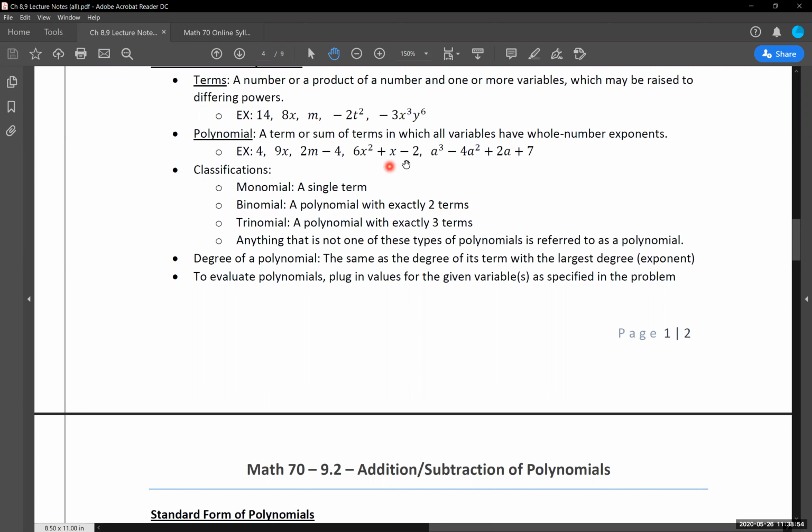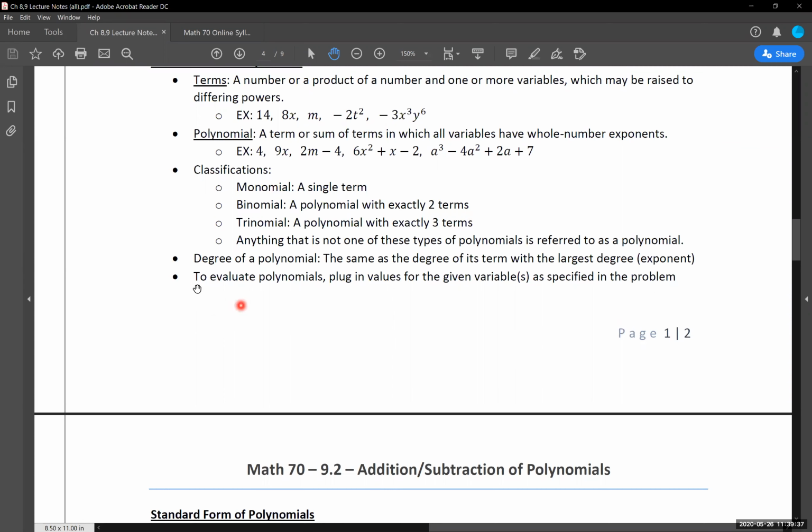Looking at our trinomial here, what is the degree of 6x squared plus x minus 2? The degree in this instance is going to be 2. It's the same as the degree of its term with the largest exponent. Looking at our last example, what's the degree of this whole thing? Again, it's the degree of the term with the largest exponent attached to it. So the degree of this one is going to be 3. Again, just some buzzwords, terminology, and examples, but these are all worth going through.